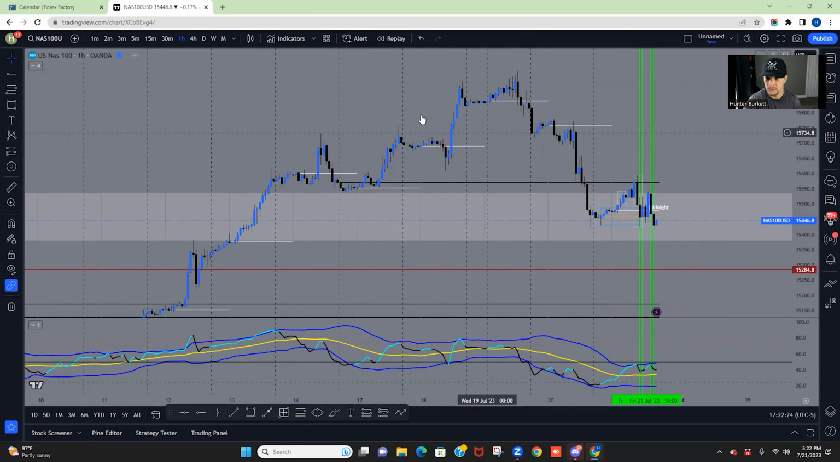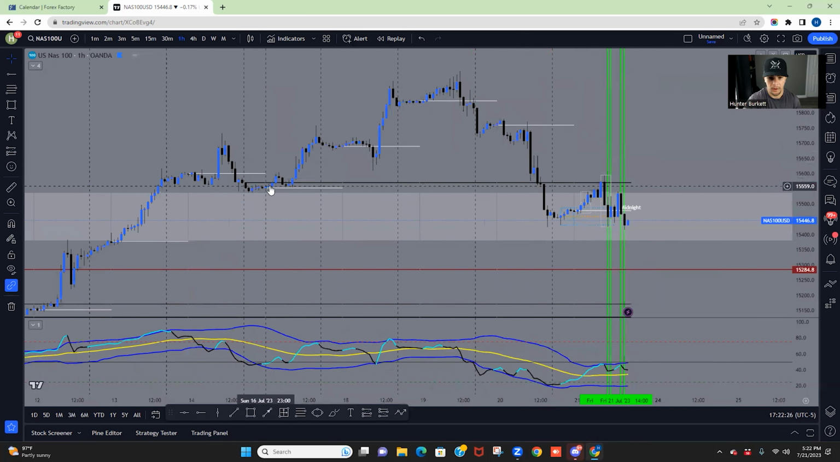Okay. This is the weekly profile. We accumulated, we manipulated midweek. We reversed, and where we end up at the end of the week, right back to opening price. Okay. Opening week.